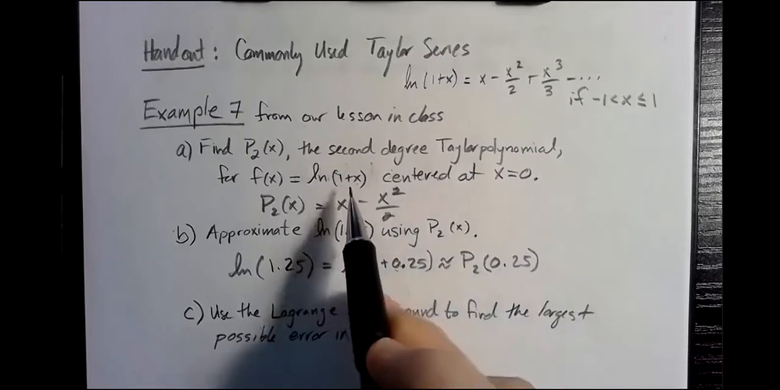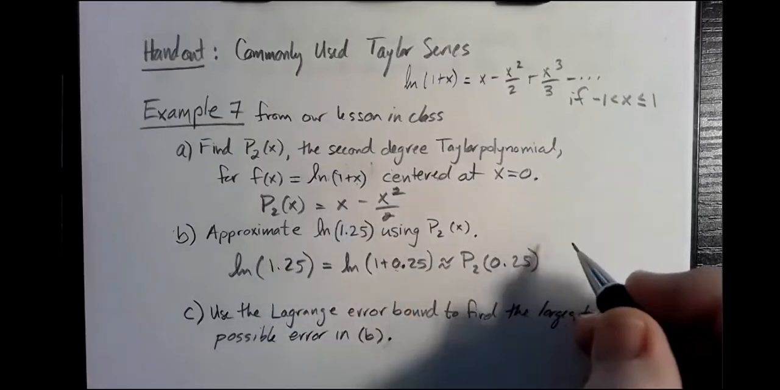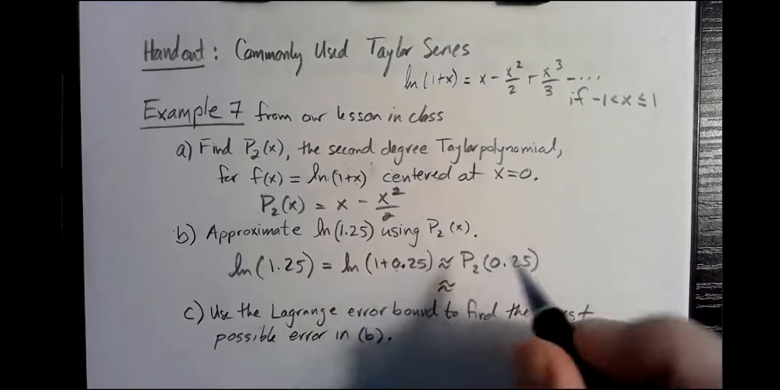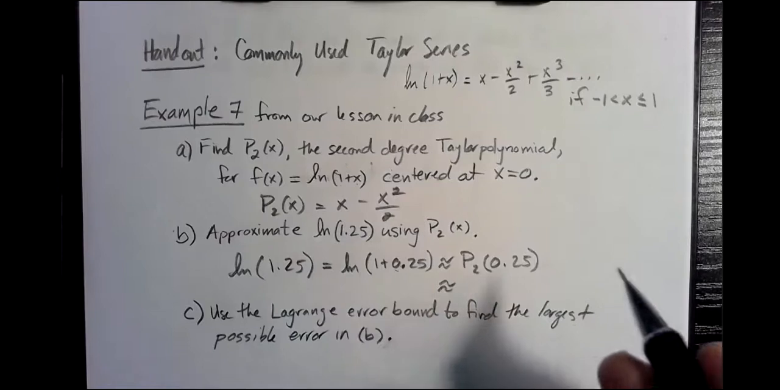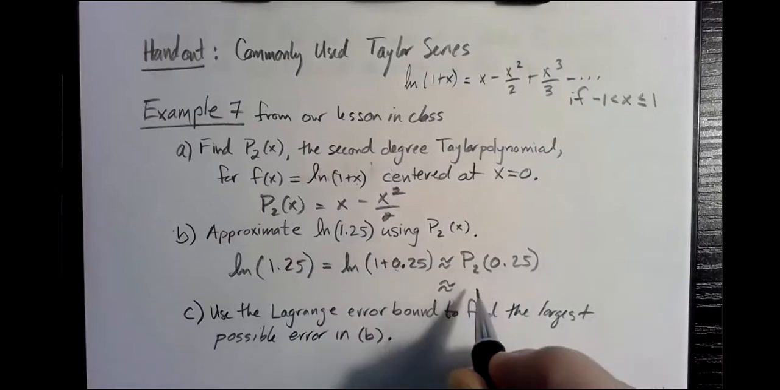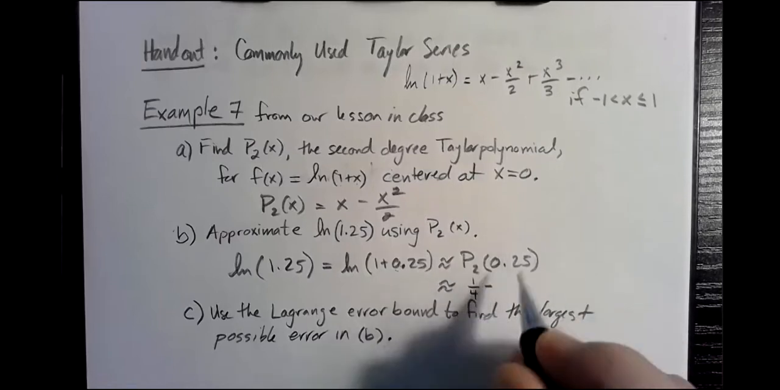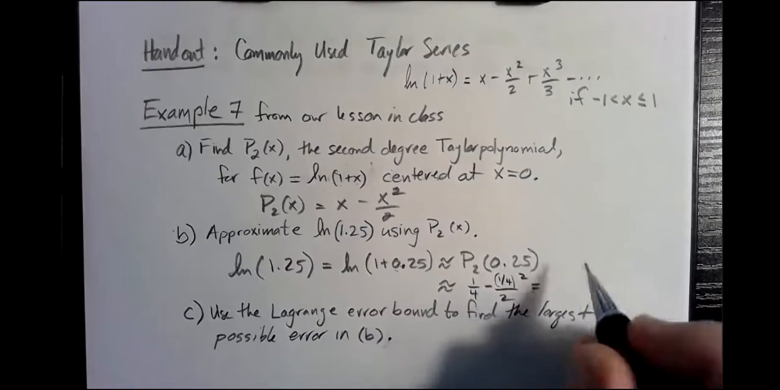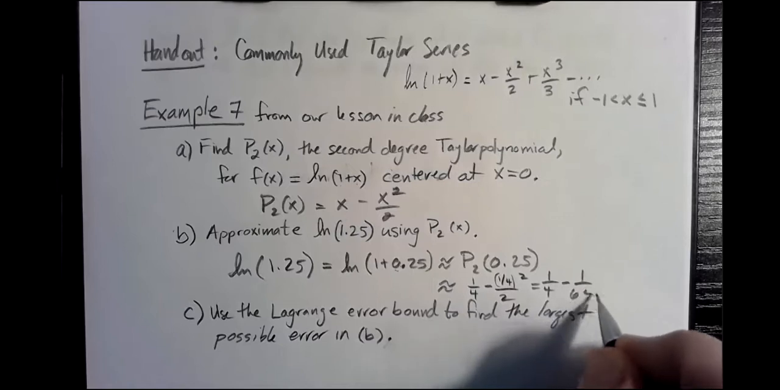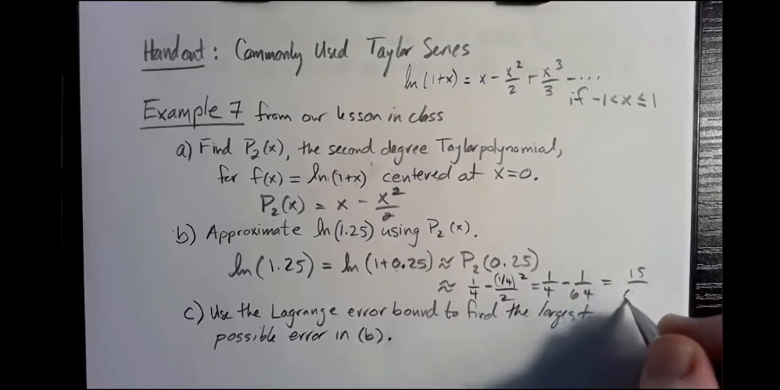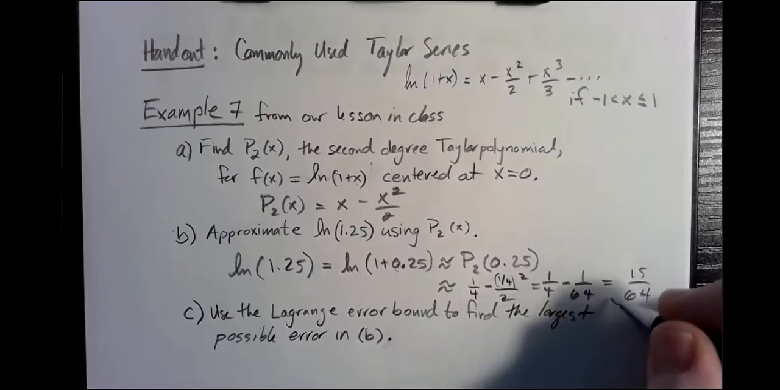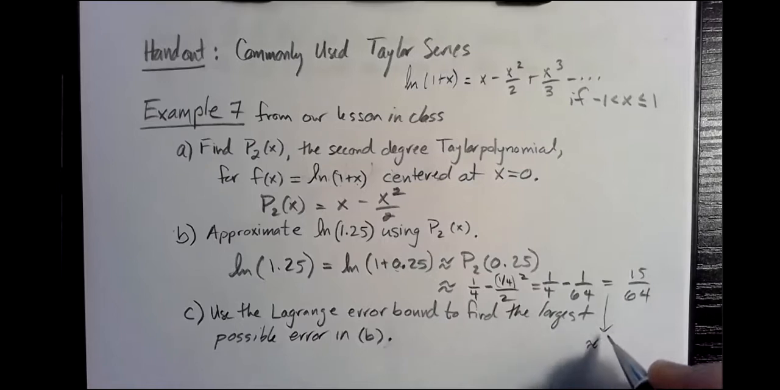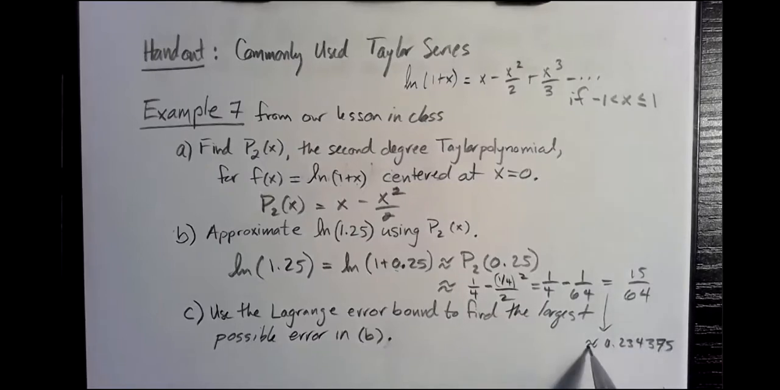That's the x value that we'd be plugging in to the natural log of 1 plus x. Well, for P2, we're plugging 0.25 into x minus x squared over 2. Well, 0.25 is 1/4. So it'd be 1/4 minus 1/4 squared over 2, which is 1/4 minus 1/64, or 15/64. And it's very often useful to have a decimal approximation. So in this case, 0.234375. And actually, that's not an approximation. That is actually the actual value of 15/64.